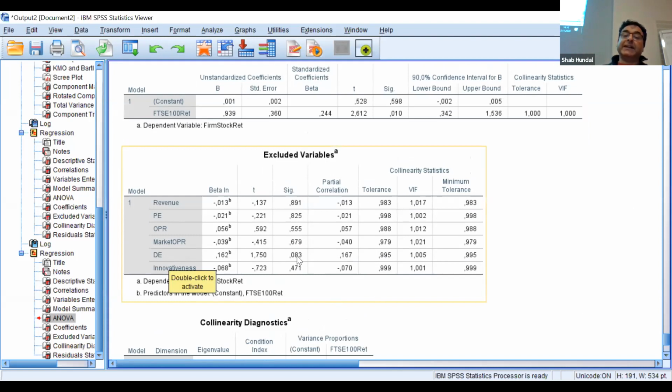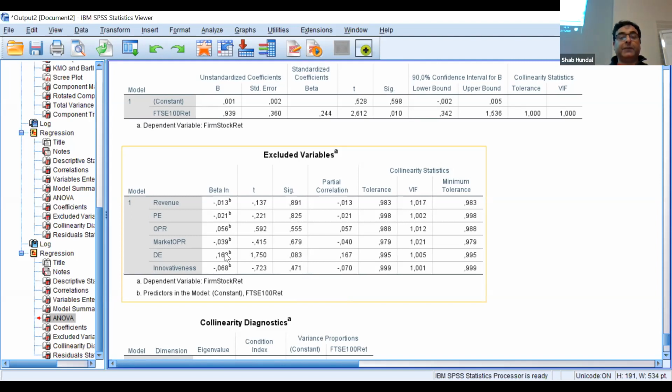Because it is less than 10%, it's less than 0.10 basically. But all other variables are unacceptable. Innovativeness has no role to play. Market operating ratio has no role to play. The company's operating profit ratio has no role to play. Price to earning ratio has no role to play. Revenue has no role to play. So out of all these variables, I could find two variables which are meaningful.